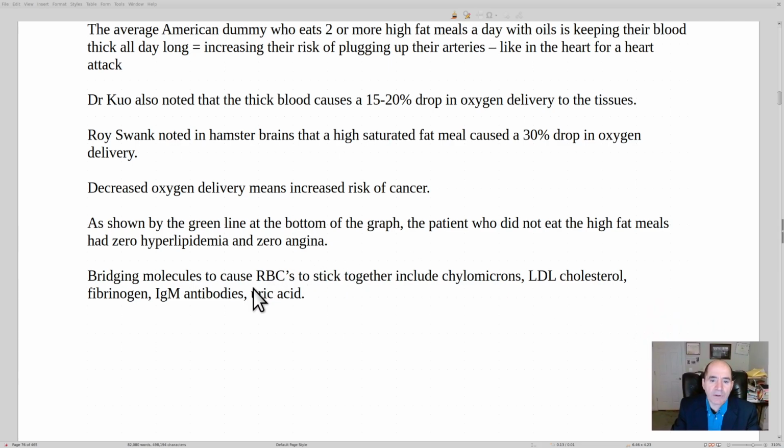There's other bridging molecules, and those include fibrinogen, the clotting protein, which is elevated during psychological stress or after eating caffeine or from sleep deprivation. IgM antibodies, which are elevated during an infection. Uric acid, which is elevated when you ingest, you drink large amounts of high fructose corn syrup. I recently made a video about uric acid and fructose, if you're interested in that. The chylomicrons after eating a high fat meal will cause sludging of the blood as well as elevated LDL cholesterol.